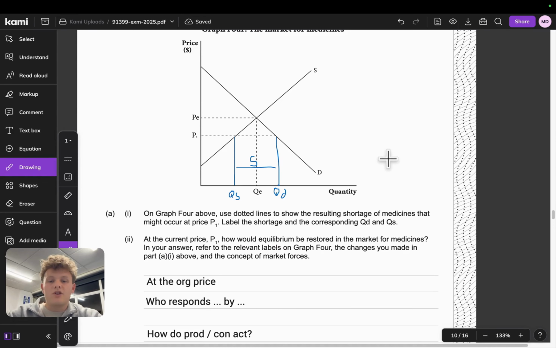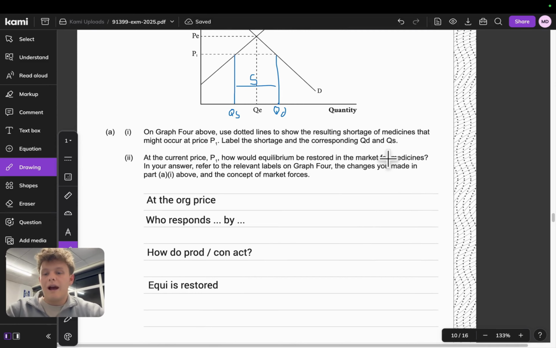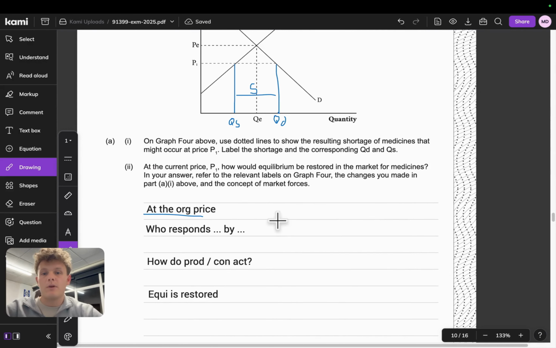At the current price, how would equilibrium be restored in the market for medicines? In your answer, refer to relevant labels on graph 4. Here we go. At the original price of P1, that's always where we're going to start. And then what's the market situation? There is a shortage because the quantity demanded is greater than the quantity supplied. Who cares about a shortage? If a business is selling out of their product, they don't really care because they're selling all the product that they want. It's the people queuing up outside that care, or it's the customers that care when there's a shortage.